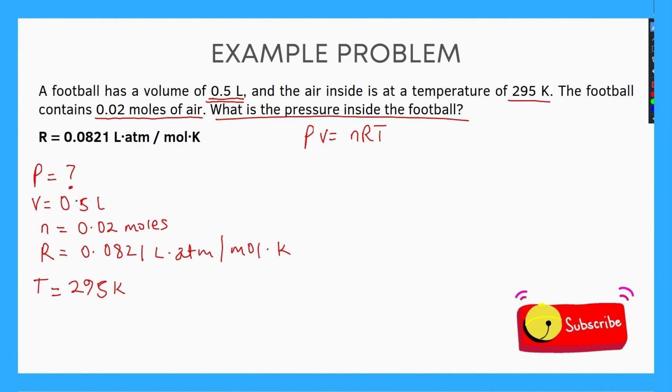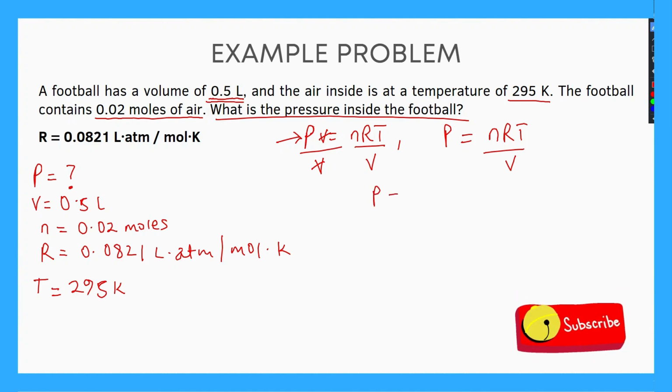So let's input our variables. But before we do that, we are asked to find pressure. So to find pressure, we make P the subject of the formula, and we do that by dividing both sides by V, so P can stand alone. Doing that lets us know that P is equal to nRT over V.